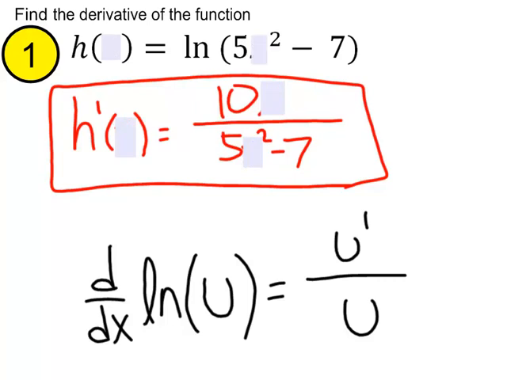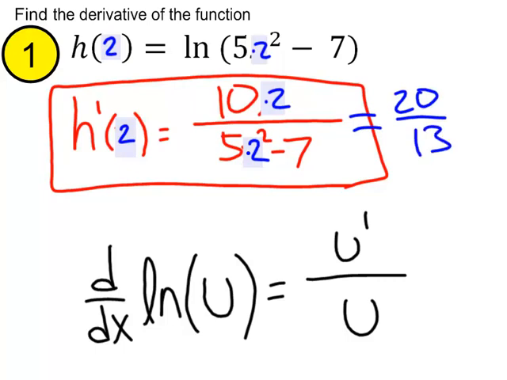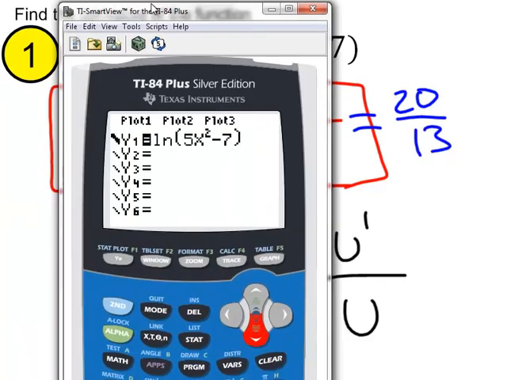So notice that plugging in 2, that would be in the domain of the function. This is a positive quantity, which you can take the log of. And wherever that point may be, whatever its y value may be, we're going to calculate what we predict its slope to be. So 10 times 2 up top would be 20. On the bottom, 5 times 2 squared would be 20 minus 7. That would be 13.